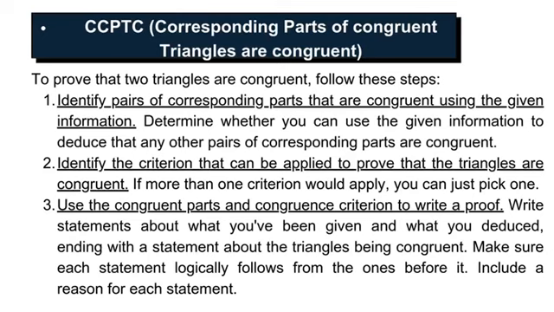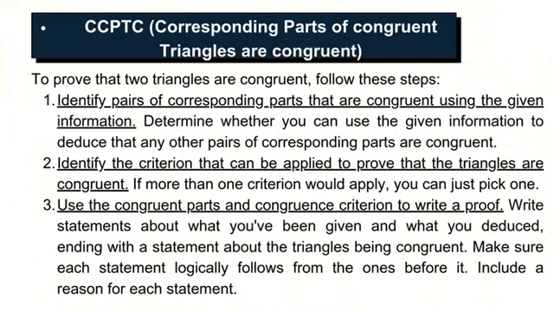Second, identify the criterion that can be applied to prove that the triangles are congruent. If more than one criterion would apply, you can just pick one. Use the congruent parts and congruence criterion to write a proof, a statement about what you've been given and what you have deduced, ending with a statement about the triangles being congruent. Make sure each statement logically follows from the ones before it. Include a reason for each statement.